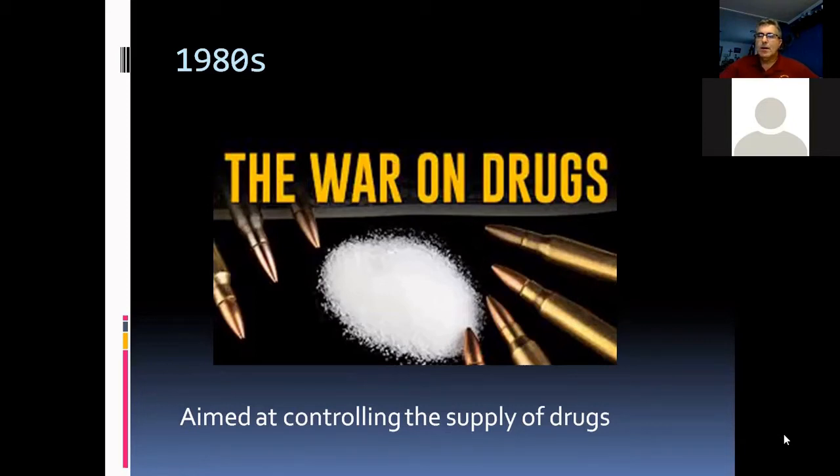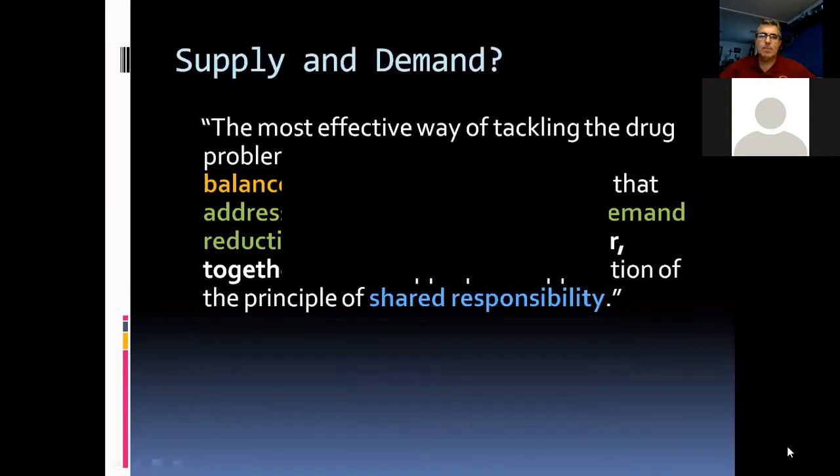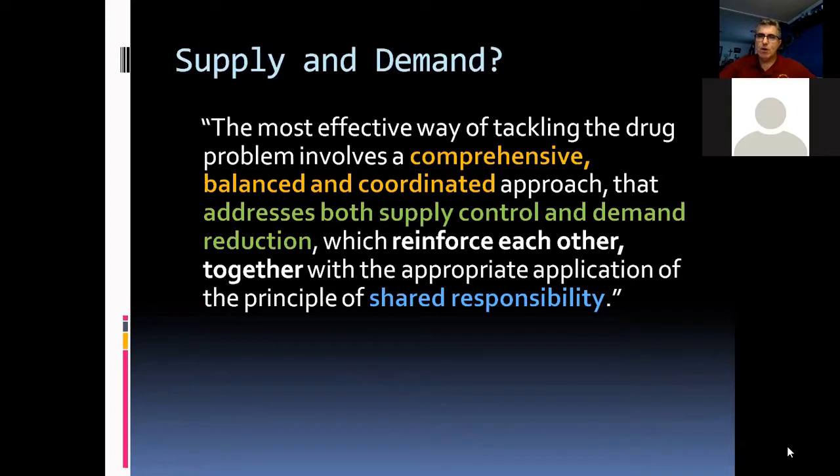And so it may seem at this point that I am bashing the whole idea of a supply control approach to our substance use problem. And with that in mind, I want to consider a statement from the UN about supply and demand. According to the UN, when it comes to the drug problems globally, the most effective way of tackling the drug problem involves a comprehensive, balanced, and coordinated approach that addresses both supply control and demand reduction, which reinforce each other together with the appropriate application of the principle of shared responsibility. And I do not find anything wrong with this statement.